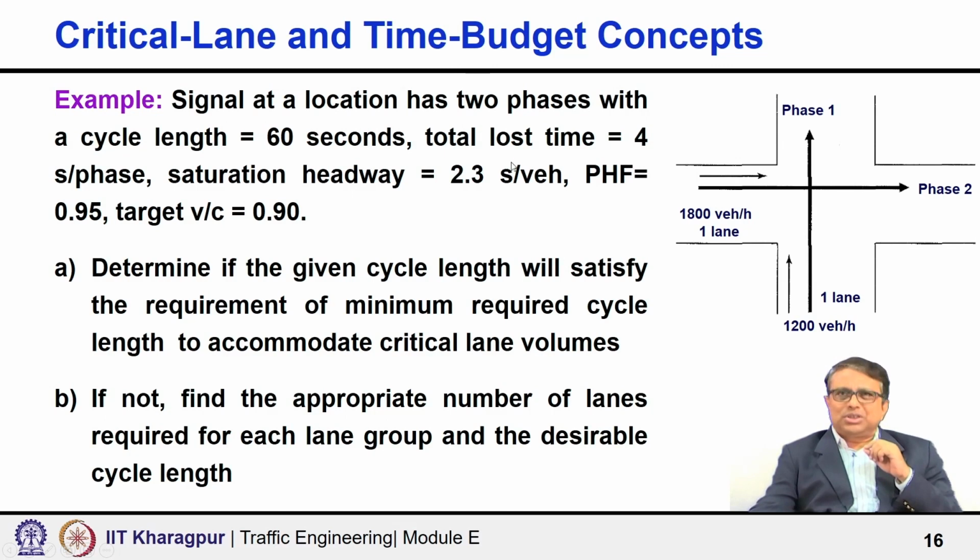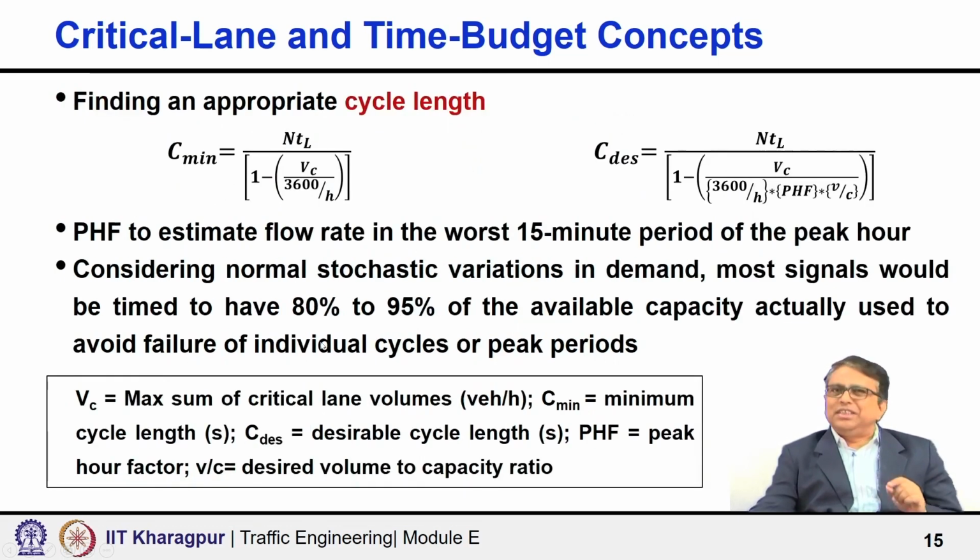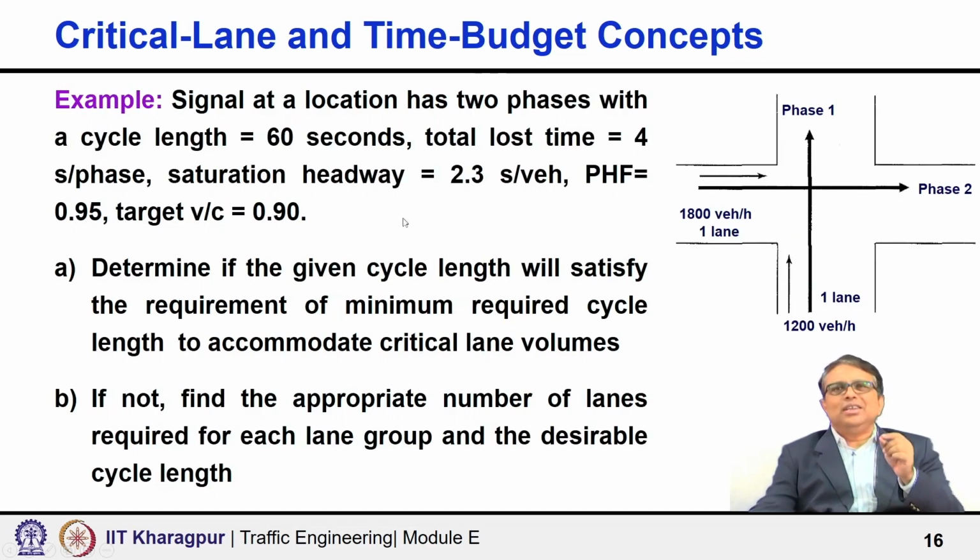Now, if the total loss time is 4 seconds per phase, saturation headway is 2.3 seconds per vehicle, peak hour factor is 0.95 and target V by C is 0.9. I said there 80 to 95%, so here we are considering say 0.9. Then what do we want? We want two things here. First, determine if the given cycle length will satisfy the requirement of minimum required cycle length to accommodate critical lane volumes.